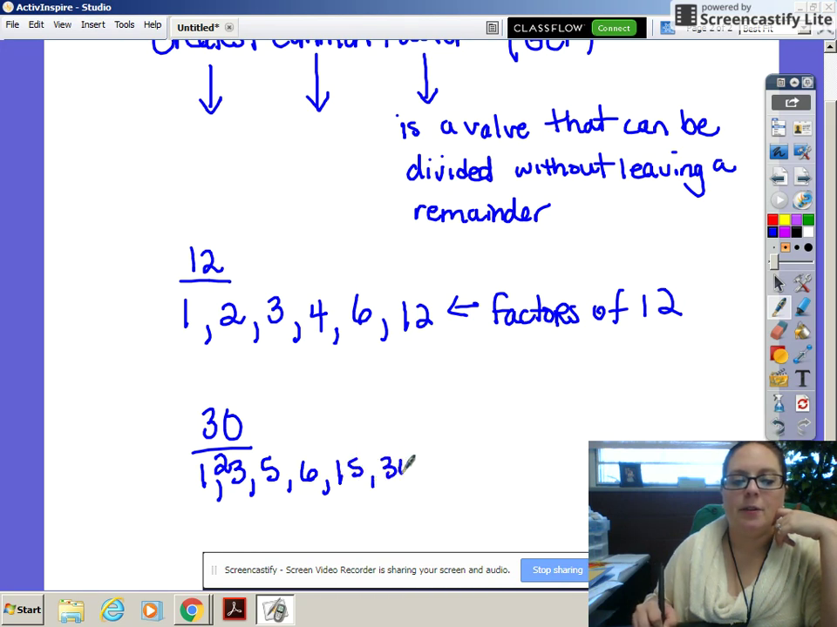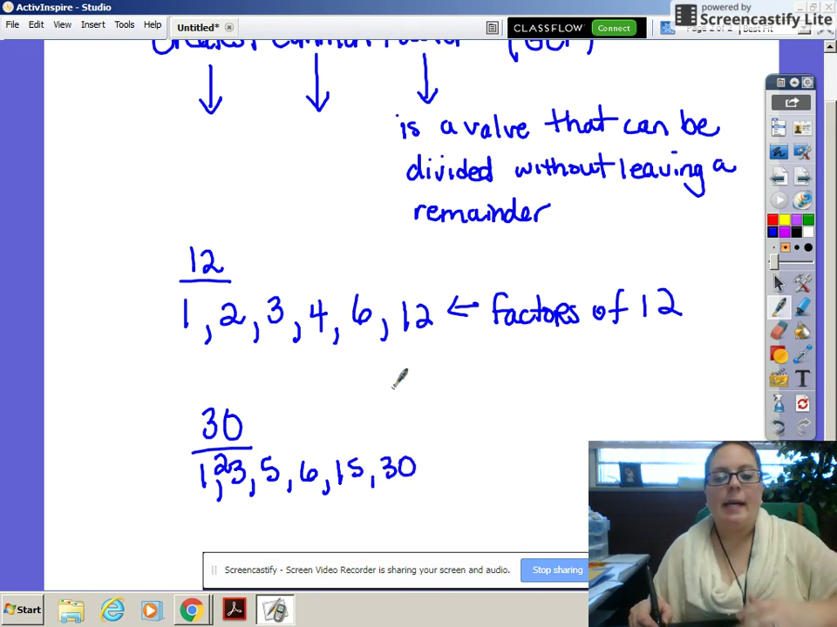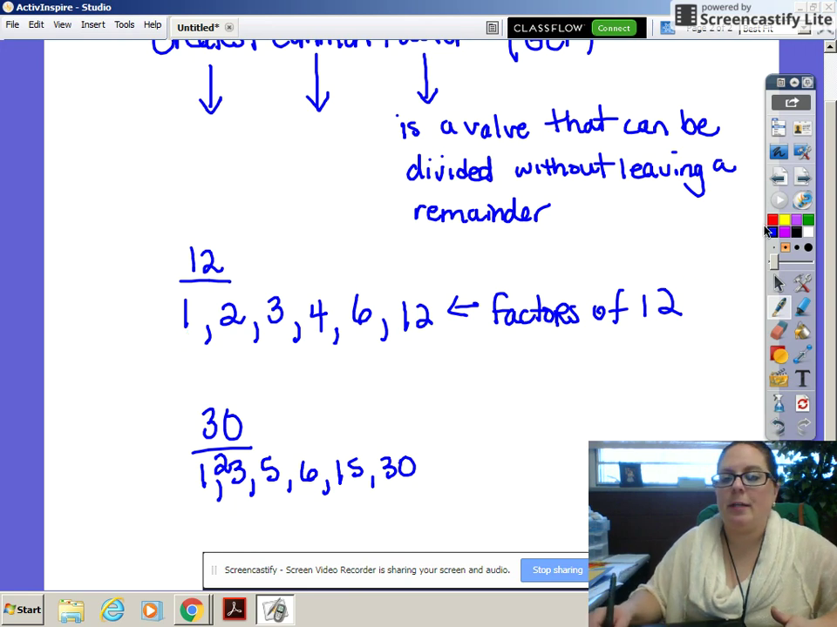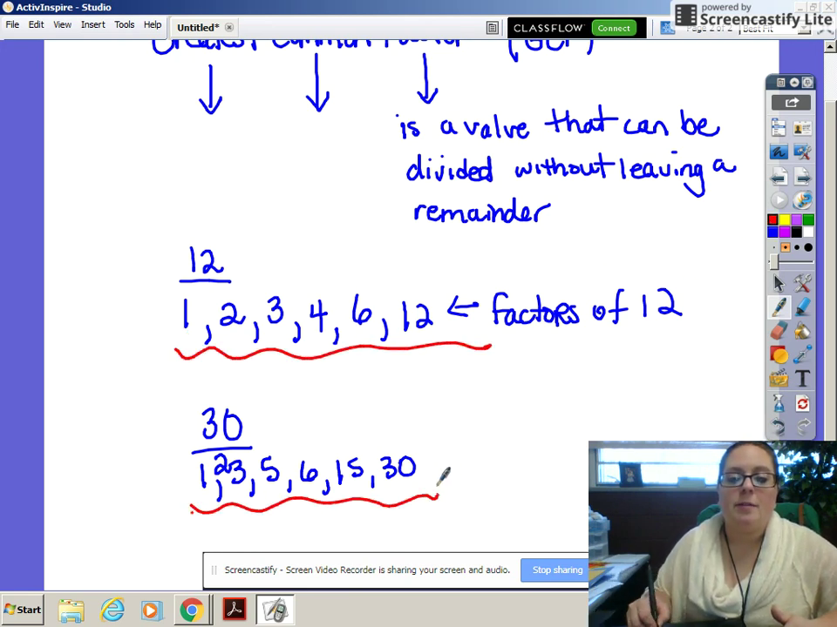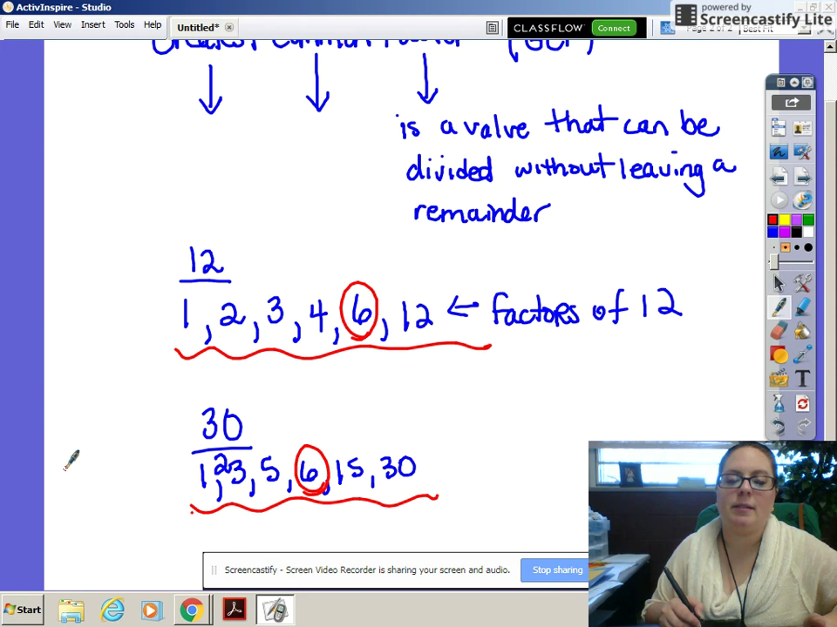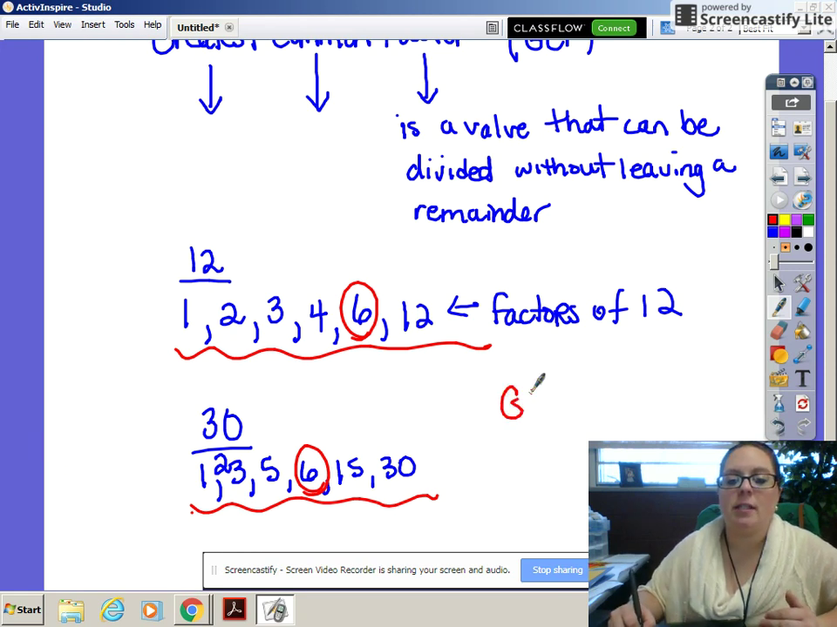15 and itself, 30. And when I look in the list up here for the 12, and I look in the list for the 30, the biggest number that they both have is the number 6. They're in both those lists. So I would consider the GCF between 12 and 30 to be 6. Okay?